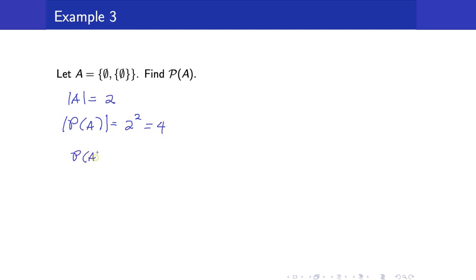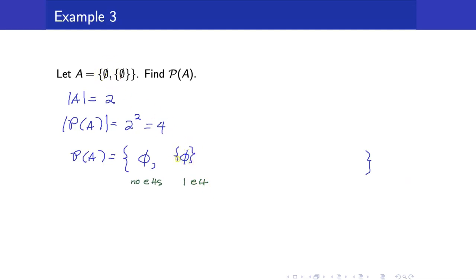What will be the elements of the power set of A? I have this set, and then inside I will put the subsets of A. So just like what we did earlier, we have the null set. This one, no elements. And then we have one element.